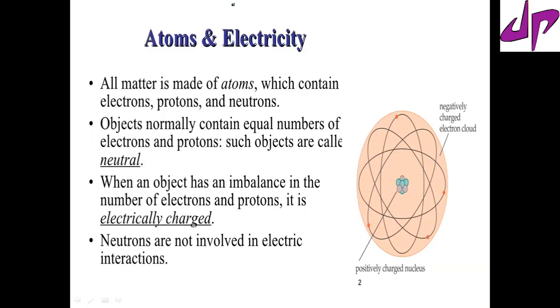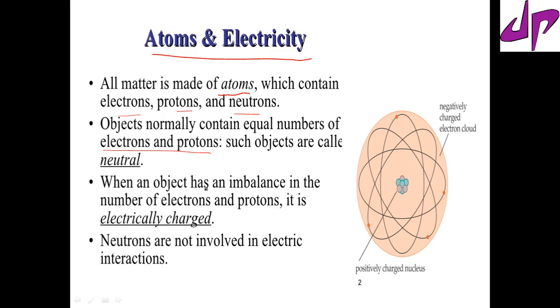Let us recall our basic knowledge regarding the atoms and electrons. All matter is made up of atoms, and atoms contain electrons, protons and neutrons. So these three are the fundamental particles. Objects normally contain an equal number of electrons and protons. The number of electrons in an atom is equal to the number of protons. In that case, we can say the object is electrically neutral.